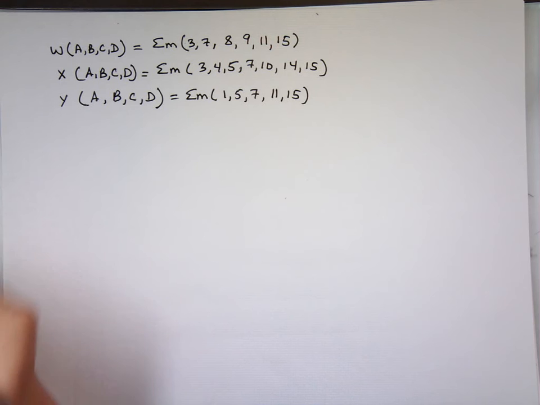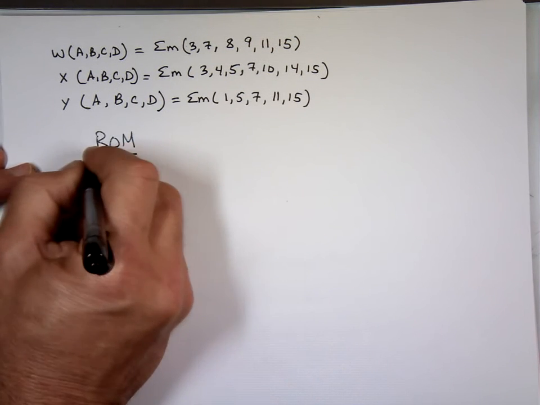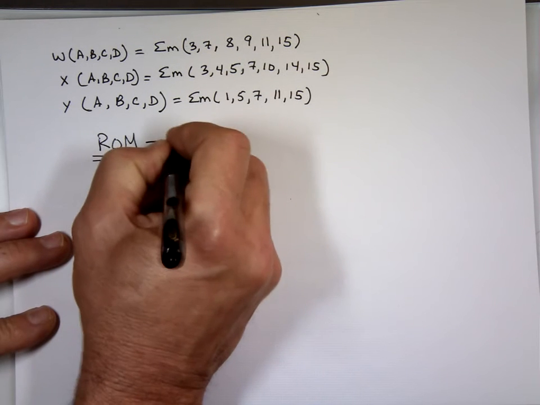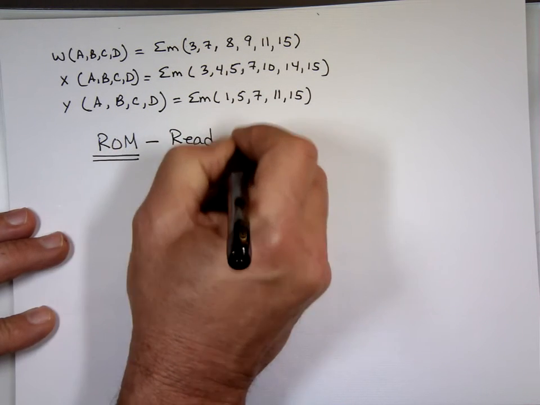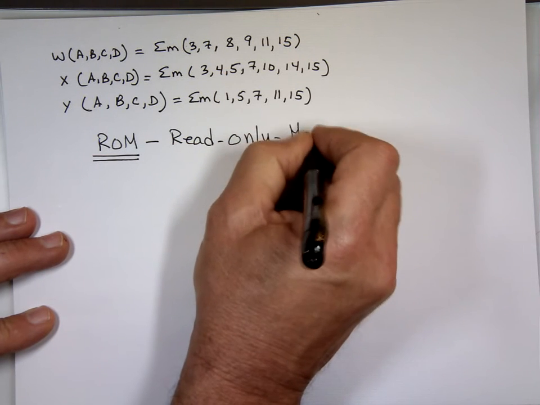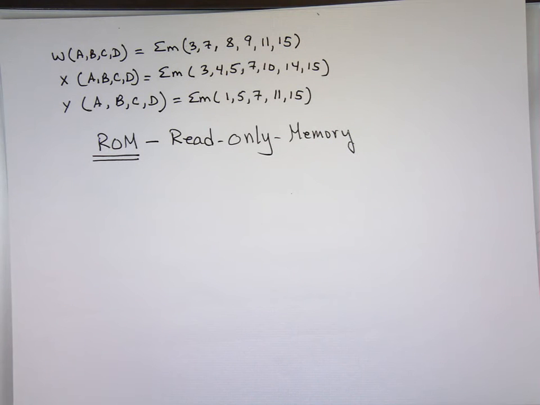So how do we use ROMs for that? A ROM. A ROM stands for what? Read-only memory. So you can only read from it. So when you get a ROM, it comes programmed already from the factory, and you just grab it and start using it.